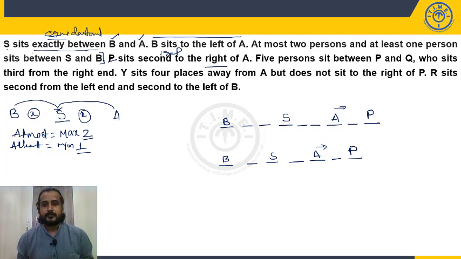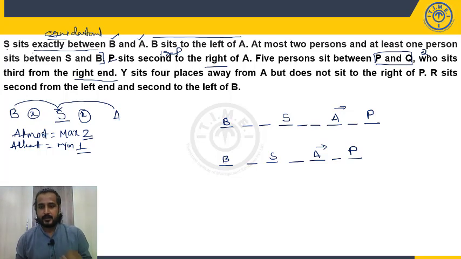Okay. 5 persons sit between P and Q. Who sits third from the right hand? How many persons are between P and Q? 5 persons. Who sits third from the right hand? Q sits third from the right hand. Now, Q sits third from the right hand and 5 persons are between P and Q.